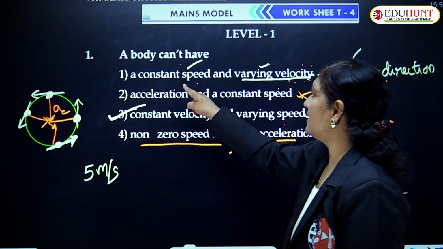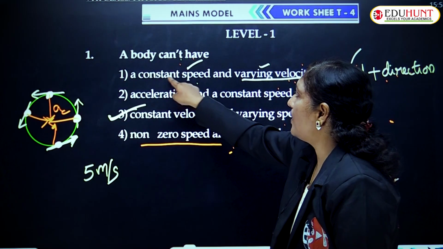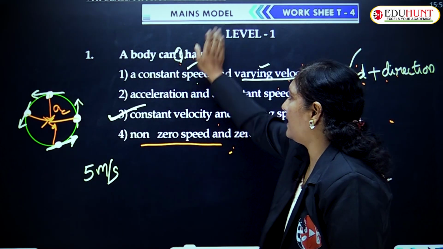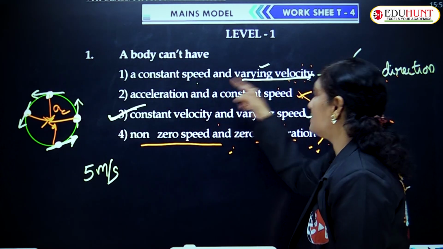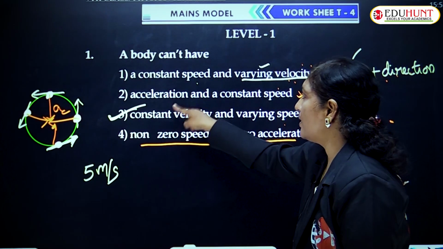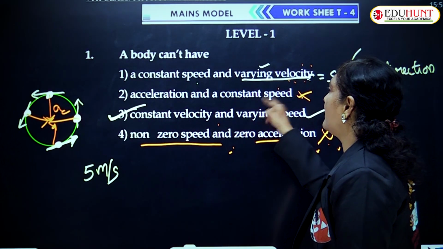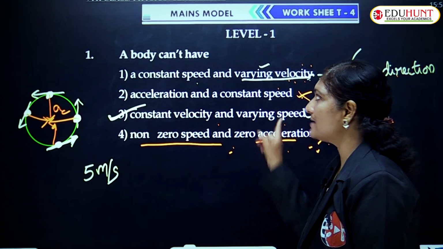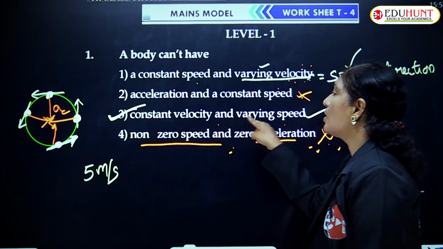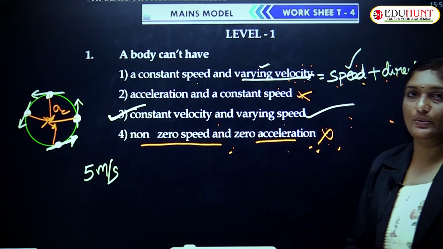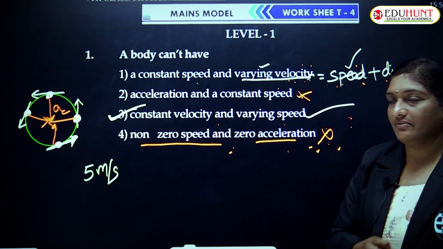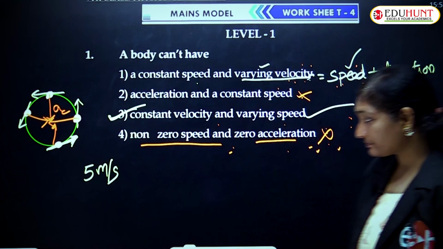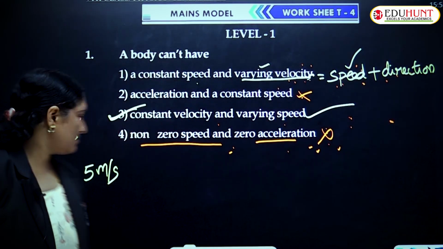The others, a body can't. I'm replacing this can't with can, okay. A body can have a constant speed and varying velocity. A body can have acceleration and a constant speed. A body can have non-zero speed and zero acceleration. Whereas a body can't have constant velocity and varying speed. So try checking the answer in the reverse way to get you more clarity. Moving to the next question, children.